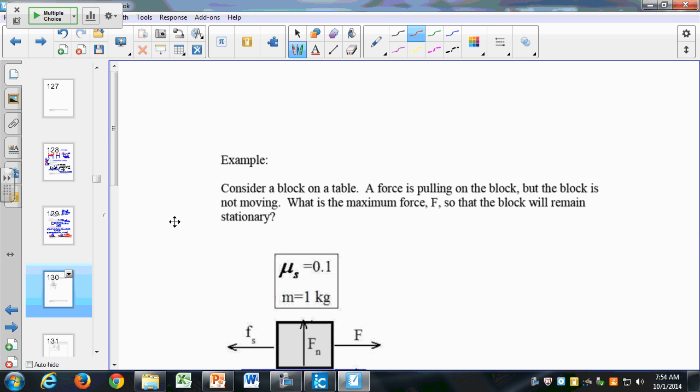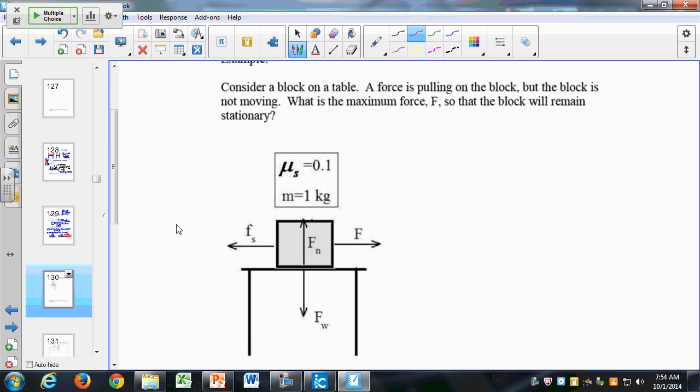All right, let's look at this. This is a very simple problem, but just to start out, here I have a block that has a mass of 1 kilogram, and the coefficient of static friction between the block and the surface of the table is 0.1. I just want to know what is the maximum force F that I can apply so that the block still remains stationary.